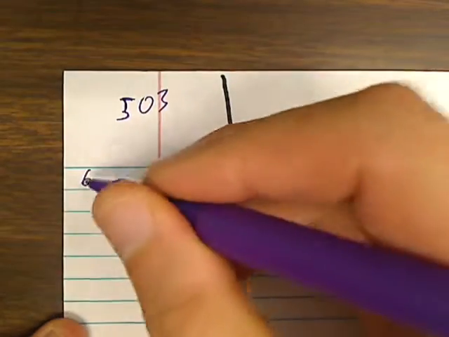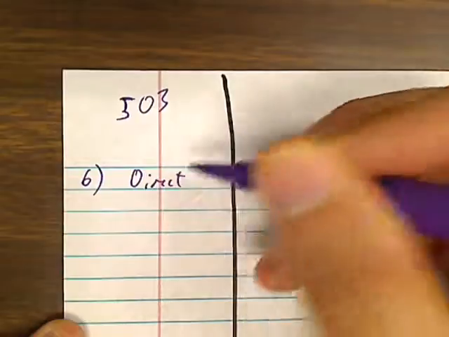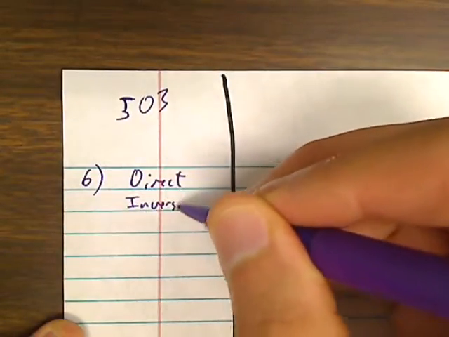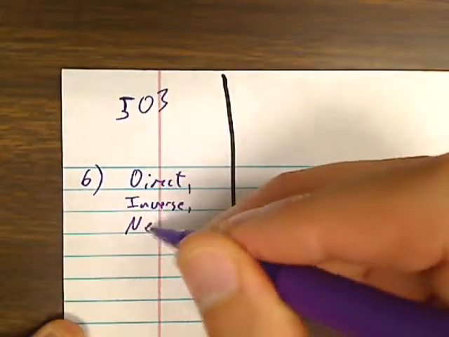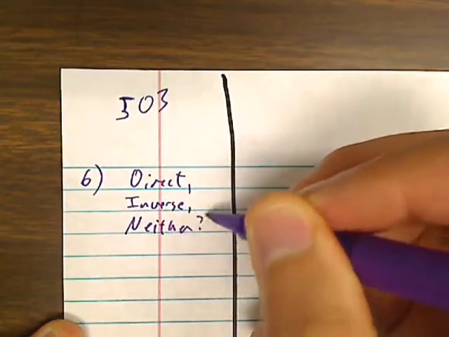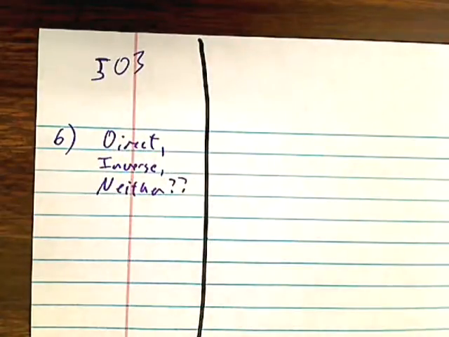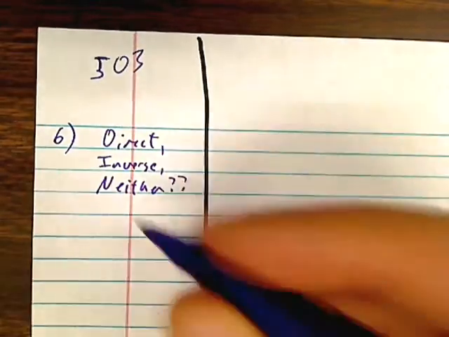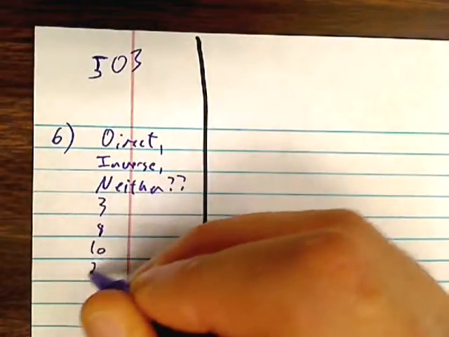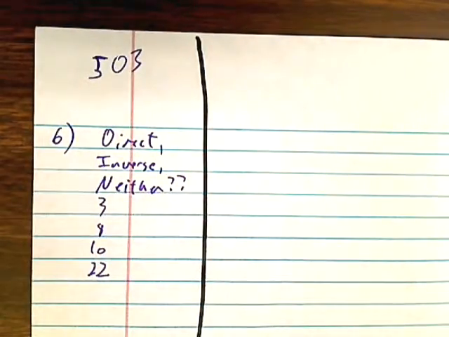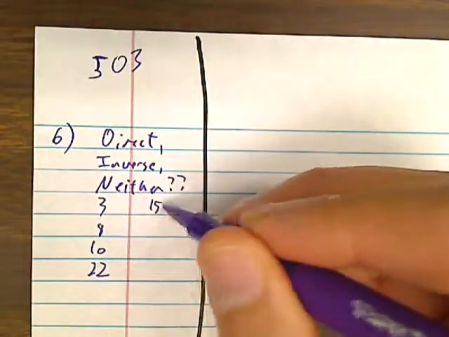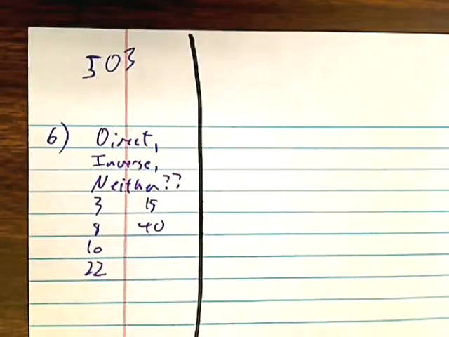Number 6 says, is this direct variation, inverse, or neither? With a couple question marks. So is this direct variation, inverse variation, or neither? And we're going to need to use those K tests that are on our chart. Let's go ahead and see here. It's 3, 8, 10, 22. And 15, 40, 50, 110.